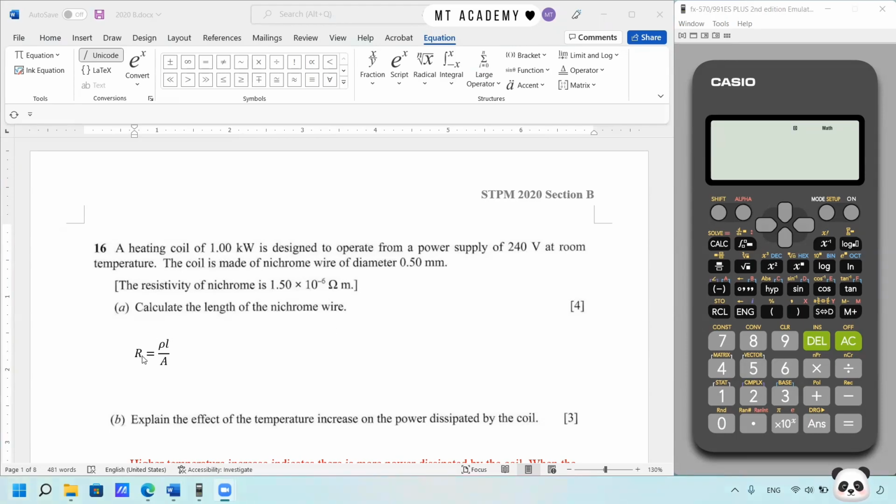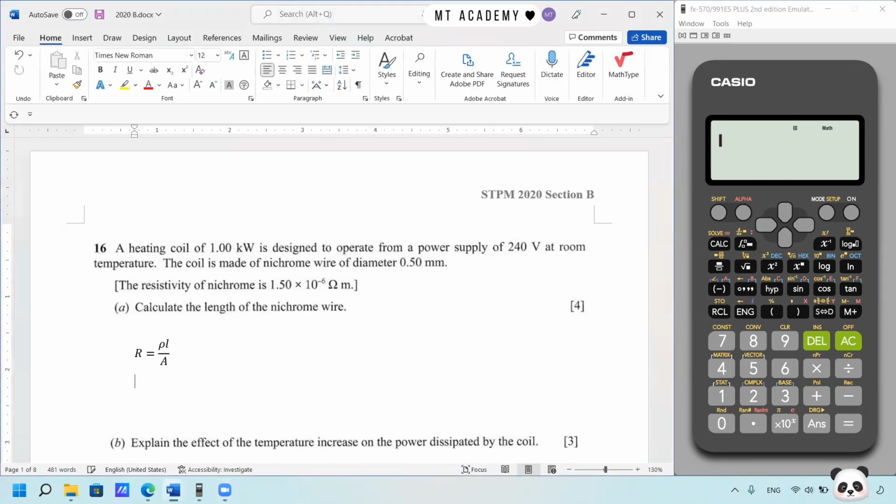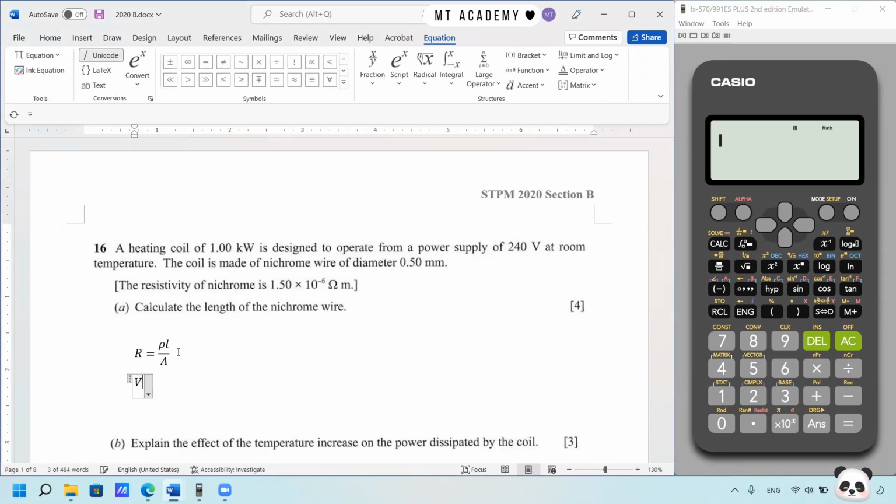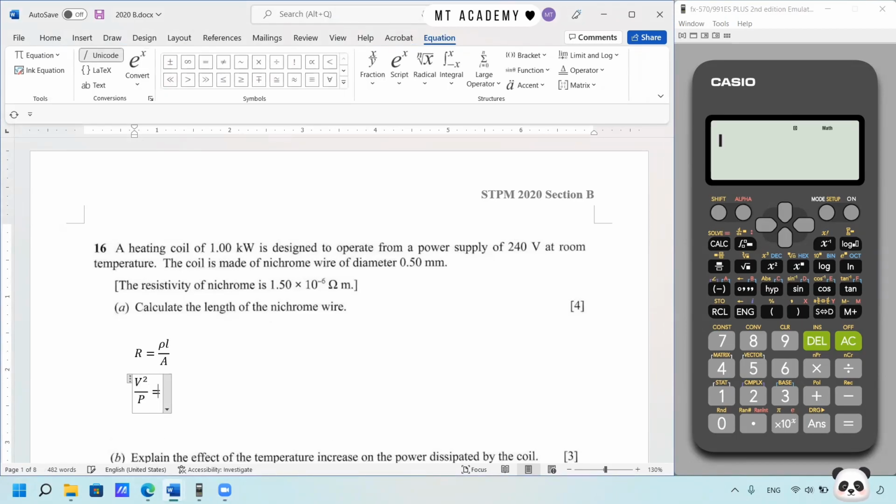So we have the formula of the resistance as rho L over A, but the resistance is not given. Instead, we are given the power and also the voltage, so we can relate these three variables as the power equal to V squared over R. Hence, we can express the resistance as V squared over the power equal to rho L over area. We have all the information given except the length of the wire. That is what is required by the question, so the length will be equal to A V squared over rho P. So we just put in the values and you can get the answer.